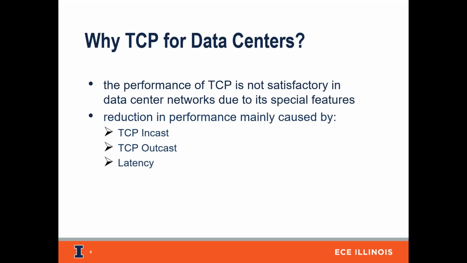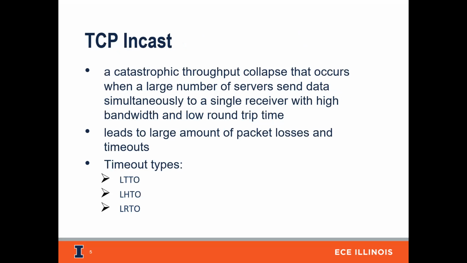So you may want to ask, why is there a need to revisit TCP for data centers? This is because the performance of TCP is not satisfactory in data center networks due to the special features we discussed in the previous slide. And the reduction in performance is mainly caused by issues known as TCP incast, TCP outcast, and latency. Next, we'll briefly introduce what these issues are.